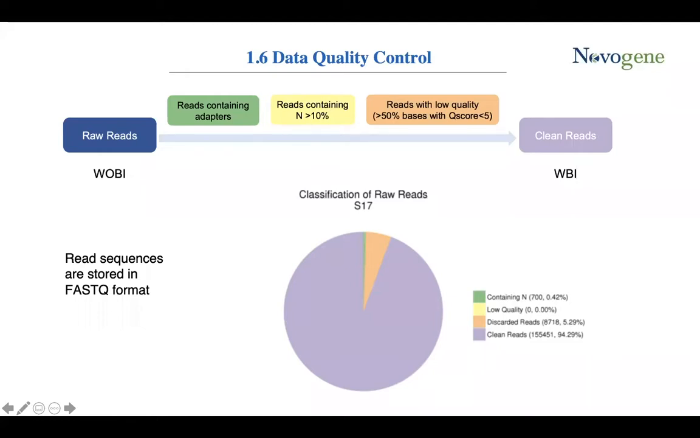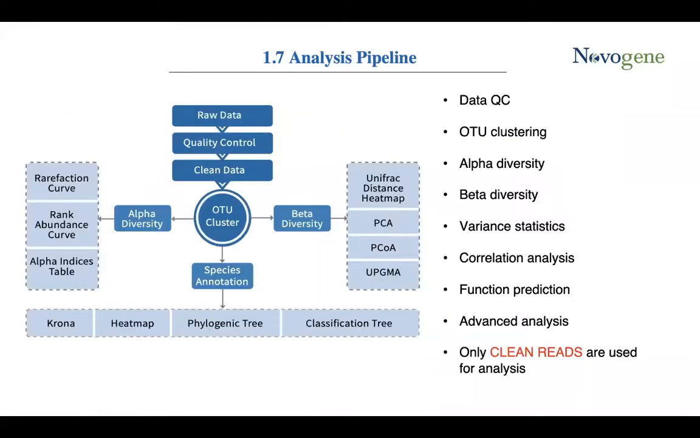And after data QC, if you are interested in the bioinformatics analysis, we will continue to the analysis part. Firstly, using the clean reads obtained, we will do the OTU clustering to categorize reads into different OTUs. And then the species annotation, the alpha diversity, which is the species diversity within samples, and beta diversity, which is the diversity among different samples. All of those analyses will be conducted.